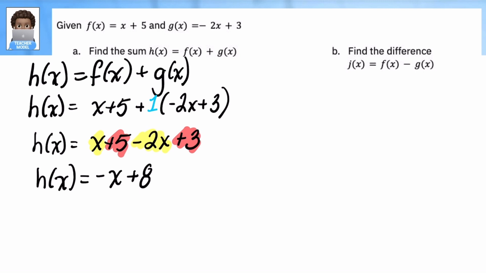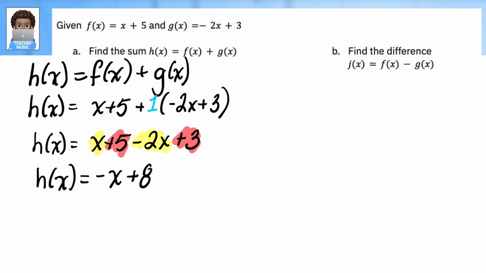All right, here's your final answer. Check to see if you got h of x is equal to negative x plus 8. As I'm looking through my work, notice I did distribute my negative 1 to get negative 2x plus 3, and then I combined my like terms to get negative x plus 8.